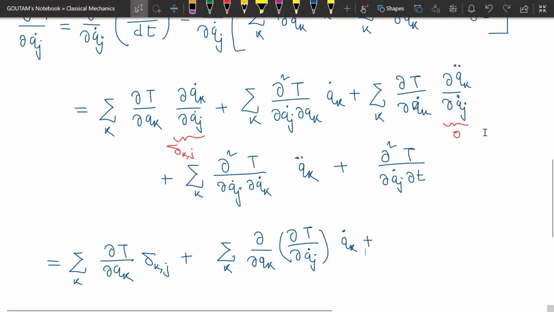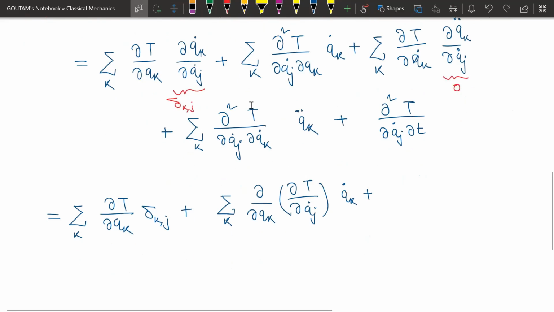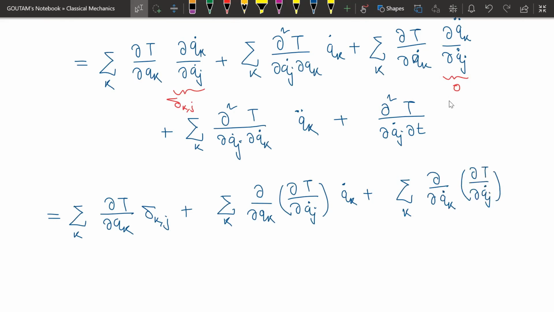So this term is 0, and this term we can write it like sum over del qk dot del t del qj dot times qk double dot. There also we are using that the partial derivatives we can interchange. Plus here also del t of del t del qj dot.